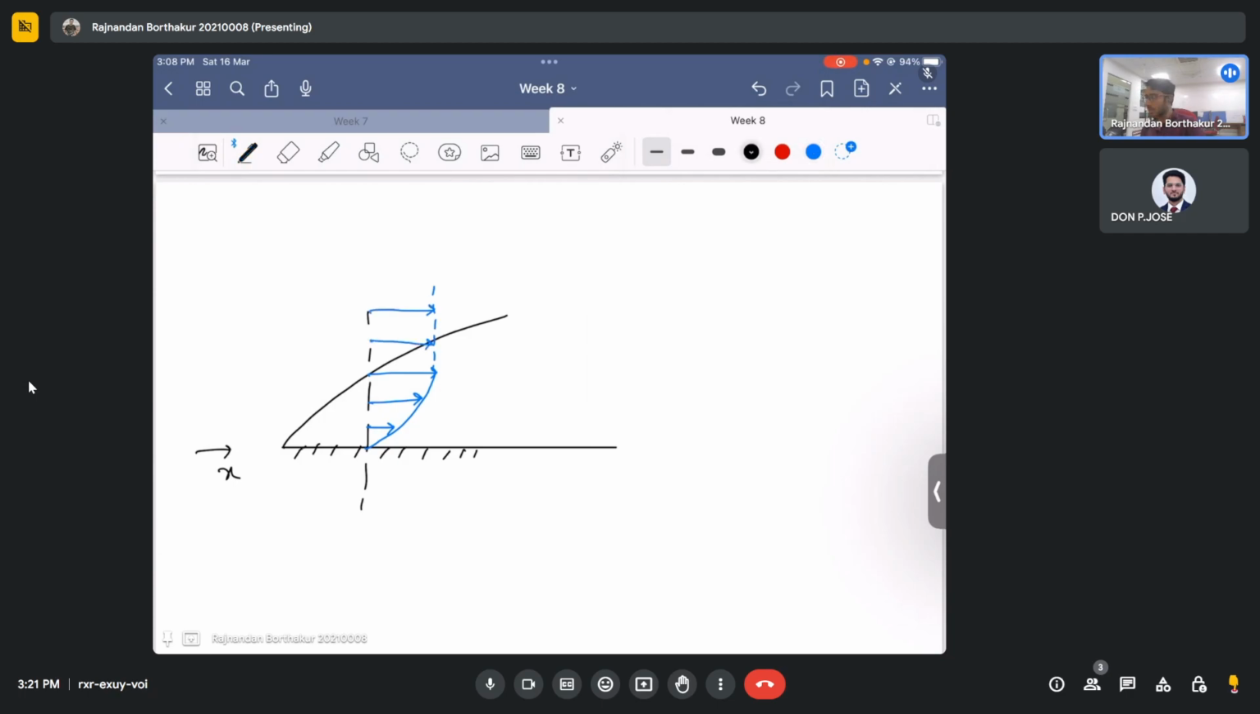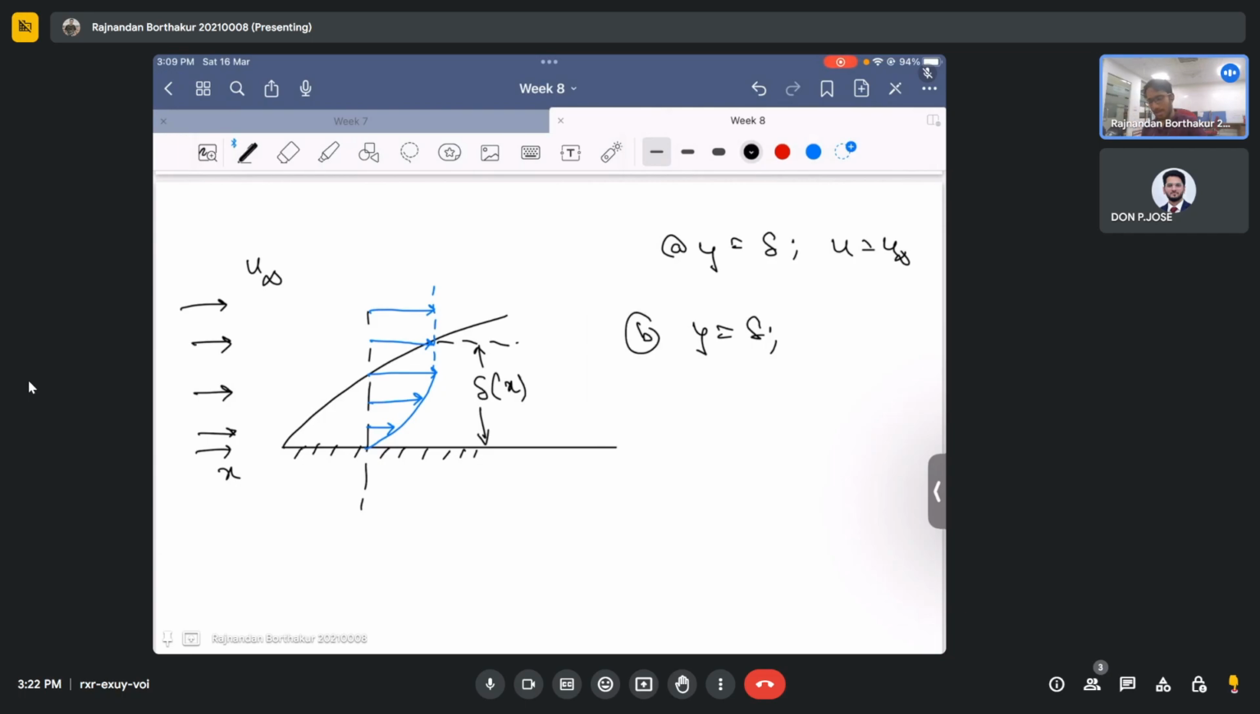So the first boundary condition says that at y equals delta, u is equal to u infinity, which makes sense because the fluid is coming with a constant velocity u infinity over a flat plate. At y equal to delta, which is the boundary layer thickness delta as a function of x, u is u infinity. So this is correct. The second option is that at y equal to delta, del u by del y is 0.